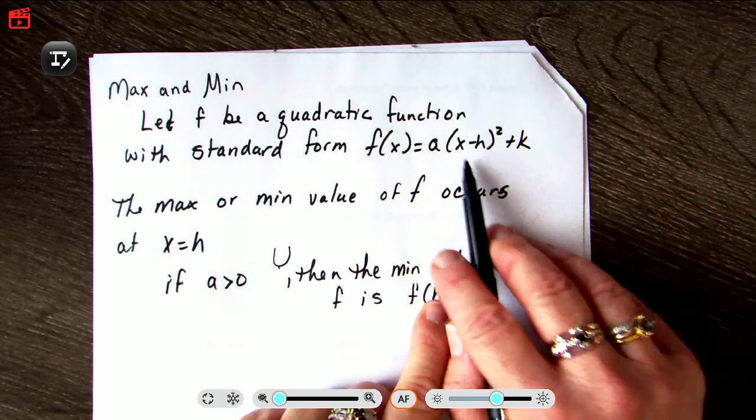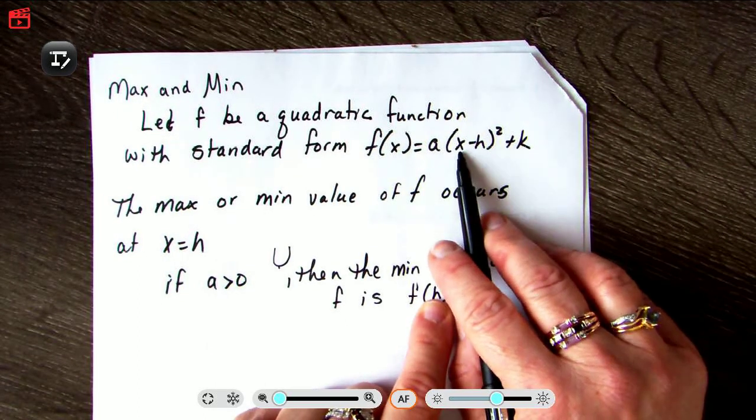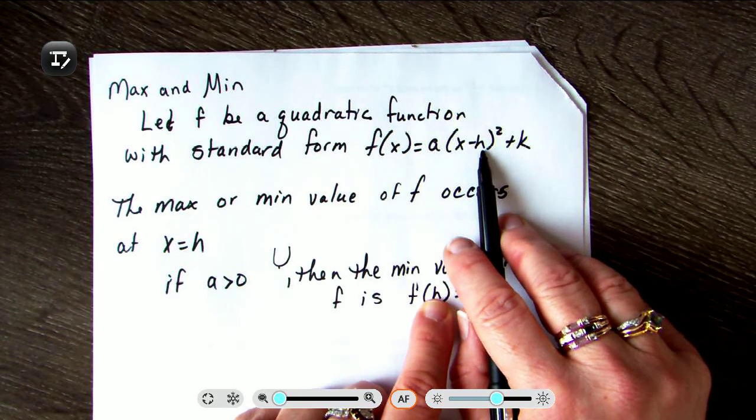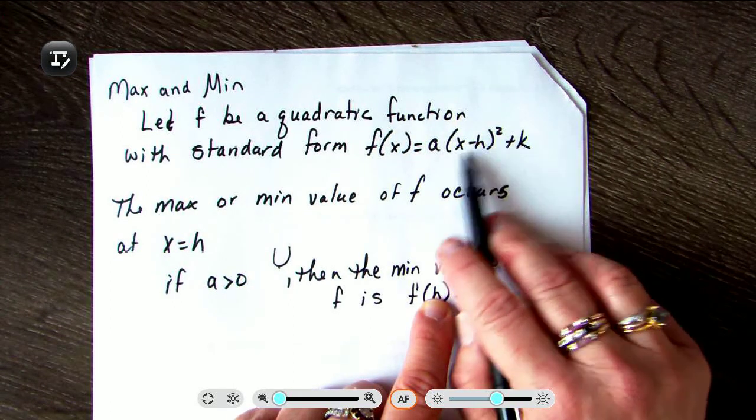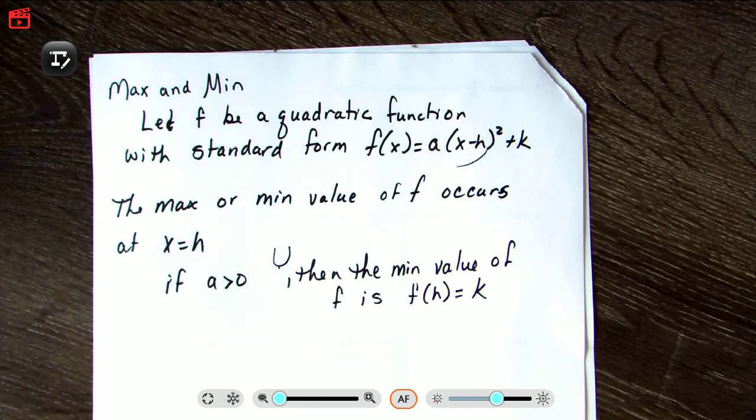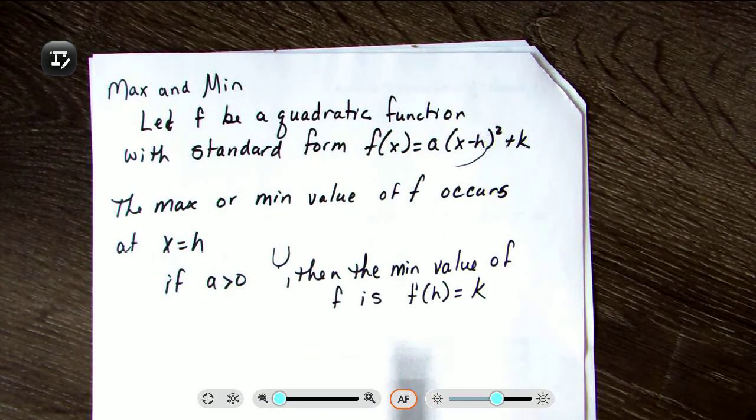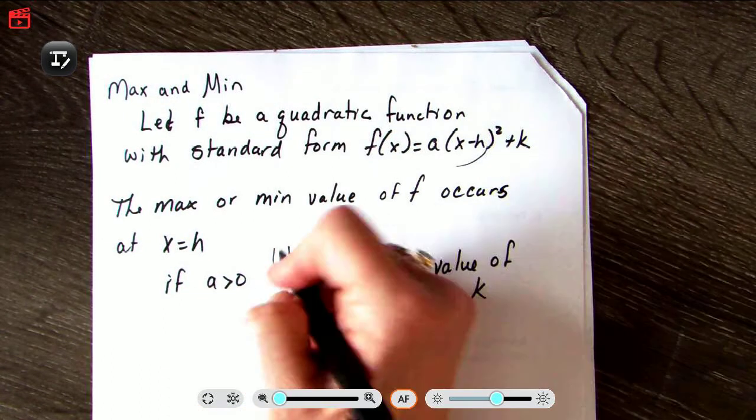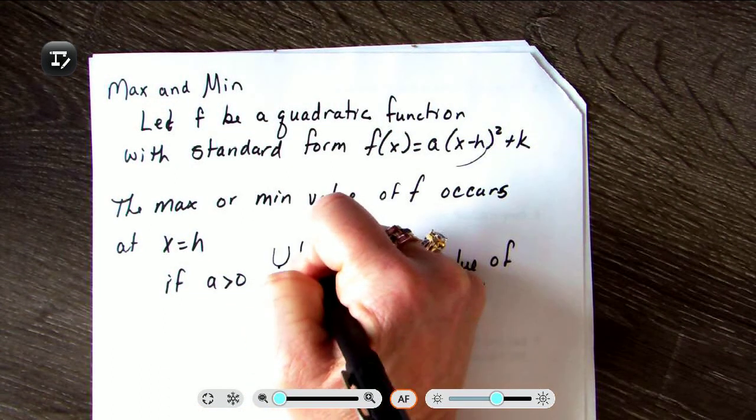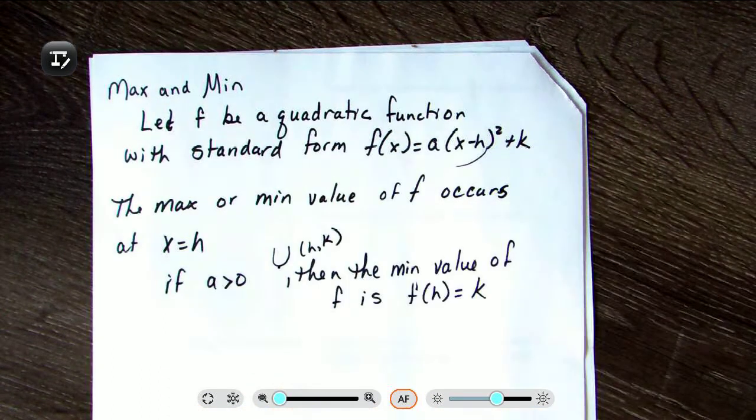And if you put h in here, you'll notice you'll have h minus h, which is 0 squared, which is still 0, and that'll turn into that k. But it is also the y value at the vertex, because this vertex is the point (h, k). So h is the x value, k is the y value.